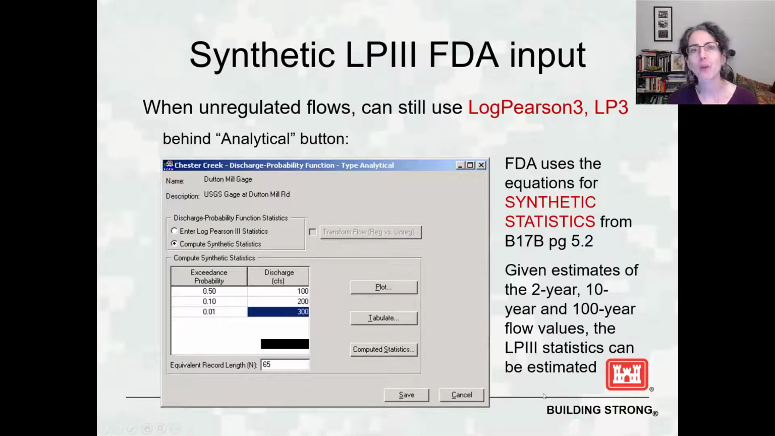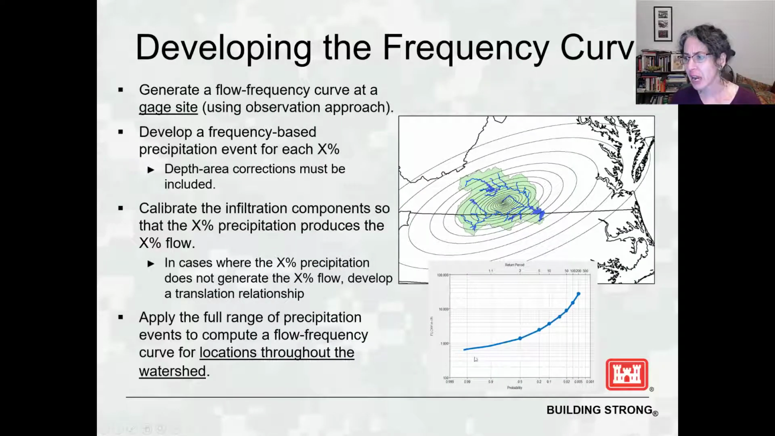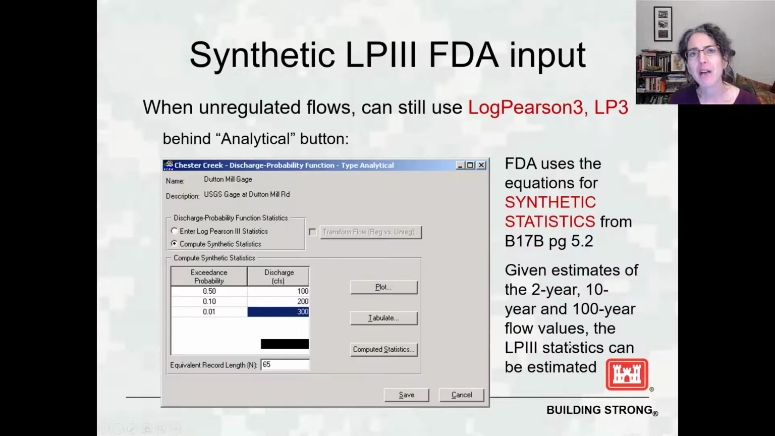So let's move on to how we bring this estimated frequency curve into FDA. If the estimated frequency curve is relatively smooth and looks like it can fit a log Pearson type 3 distribution or be represented by a log Pearson type 3 distribution, we have the option of approximating the log Pearson type 3 statistics with a method called synthetic statistics that was described in Bulletin 17B.